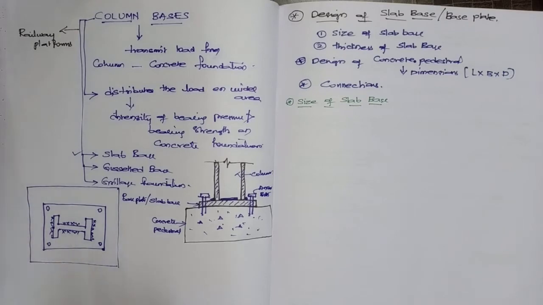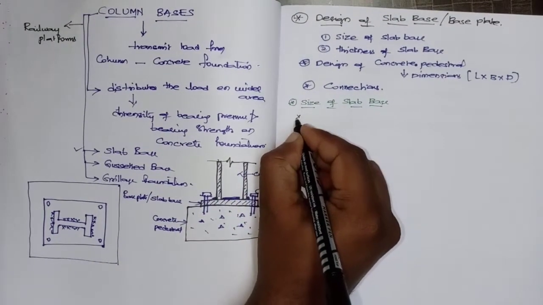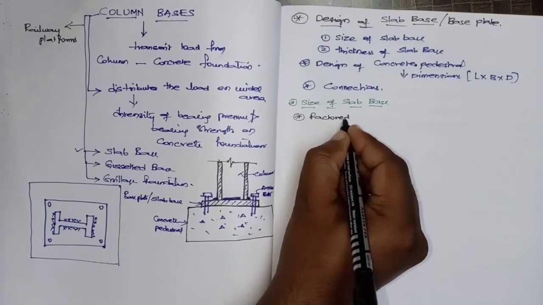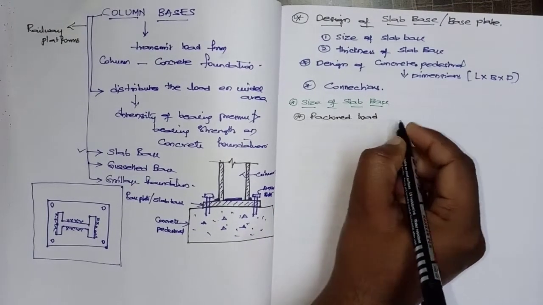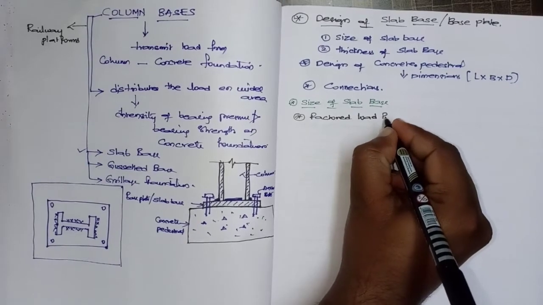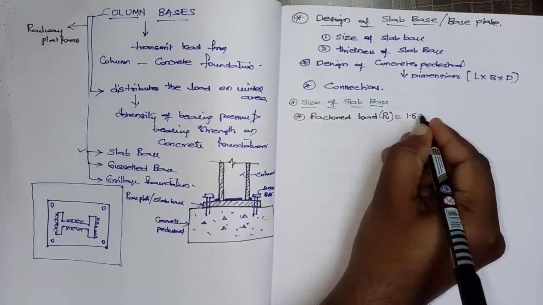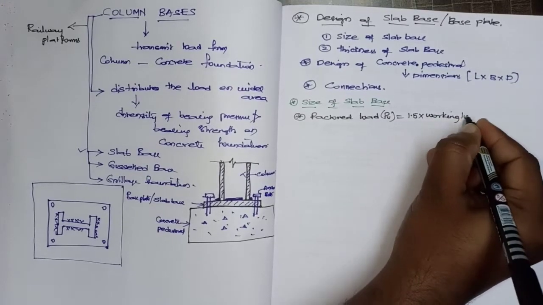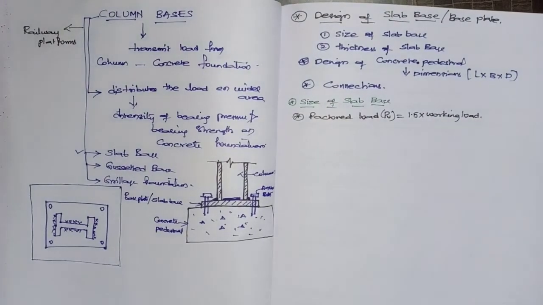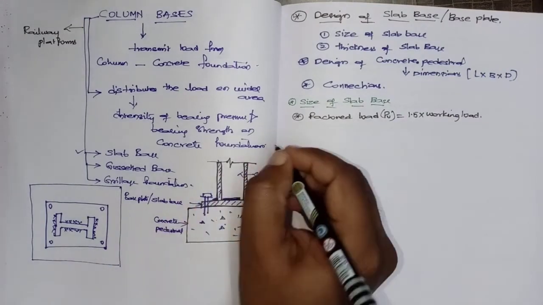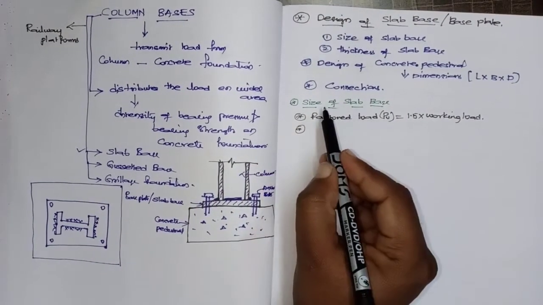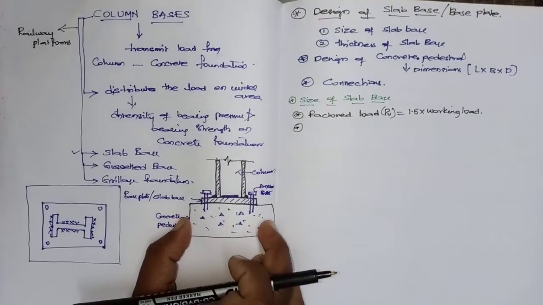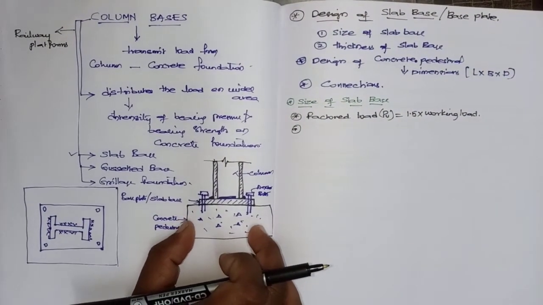As usual, first the working load will be given. You have to factor it. So the factored load, denoted by PU, is equal to 1.5 into the working load. Next, while designing the size of the slab base, you have to consider the bearing pressure of the concrete.